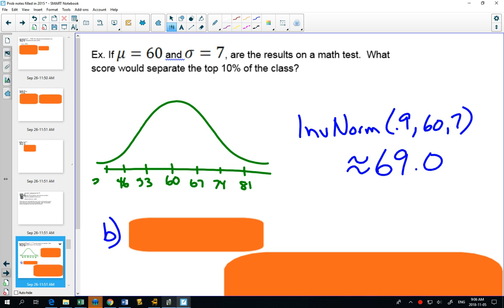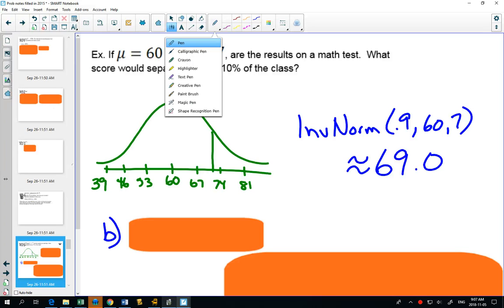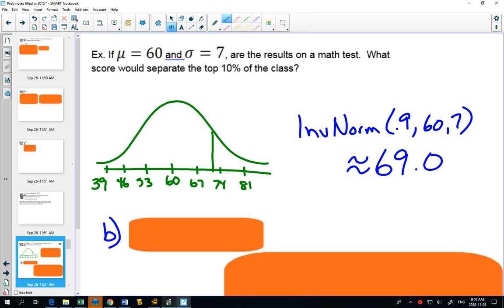Okay, and looking at these scores, almost 100% of people scored between 39% and 81%. Almost nobody got over 81%. This is not a very good result on a math test. Okay, we want the top 10%. So somewhere here, if we're shading, I want to shade in purple. Nice. Somewhere here, this shaded part is 10%.